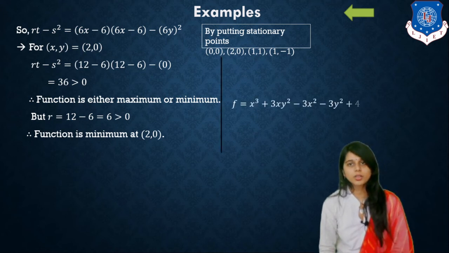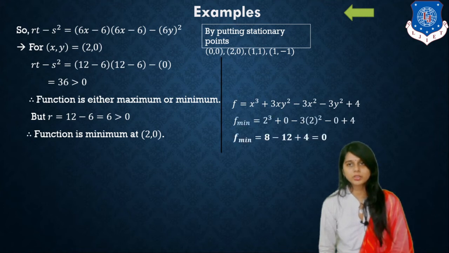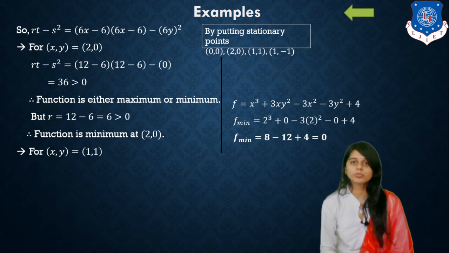Okay. Now put the value of the point 2, 0 in the function. So the function at minimum equals 8 minus 12 plus 4 equal to 0. So it is 0. Now check for the stationary point 1, 1.